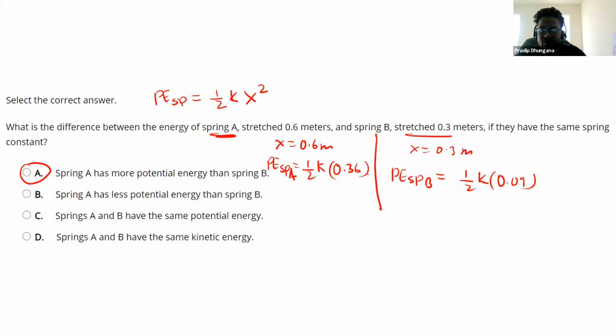If we compare those two, the potential energy of spring A is greater than the potential energy of spring B, because did you see, 1/2 k is exactly the same, and 0.36 is greater than 0.09. So that means spring A has more potential energy than spring B. I'll pause here for some time. If you have any questions on this problem, please let me know.